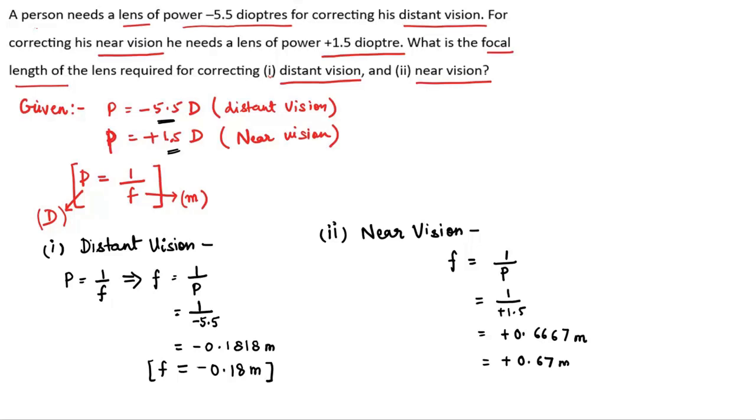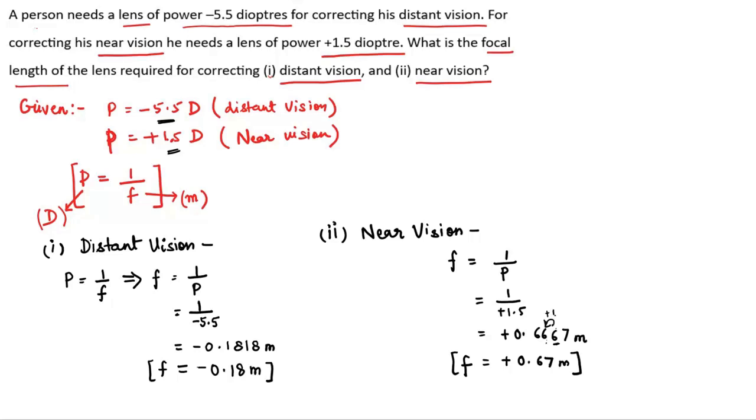Now taking 2 digits after the decimal we get plus 0.67 meter. Here 6 is greater than 5, right? So we increase 1 in 6, right? So 6 will become 6 plus 1 will be 7 because 6 is greater than 5. So this is the value for focal length for near vision.